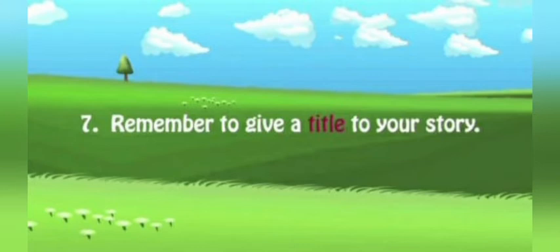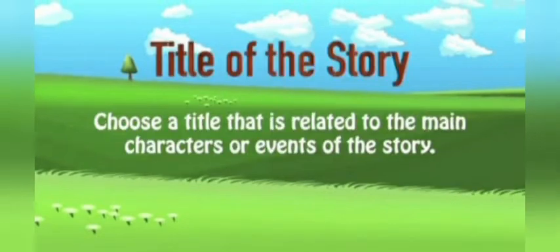It means if you are going to write any story, then you have to give a title to the story. And you also have to give the moral of the story. But how do you write the title of the story? Choose the title that is related to the main characters or events of the story. Clear? It means you will choose the title of the story that is related to the characters or events of the story.